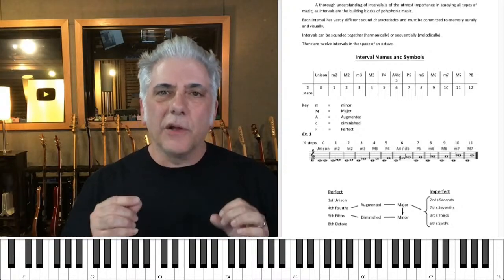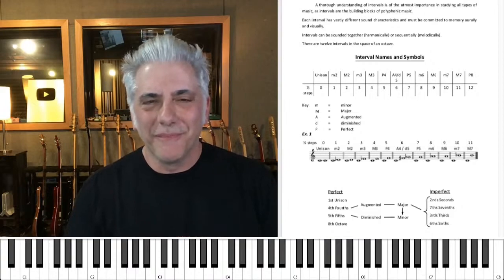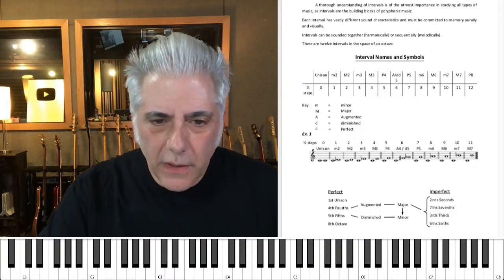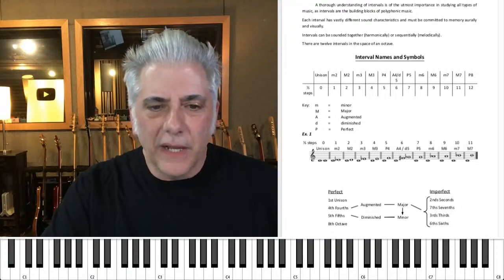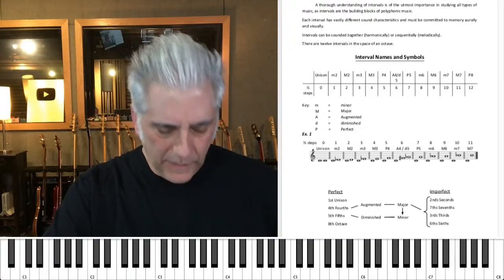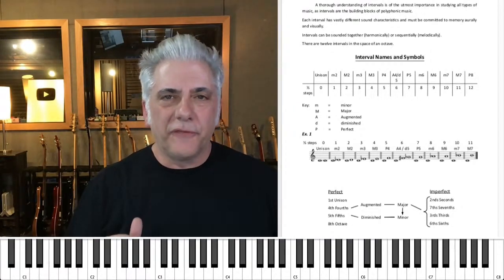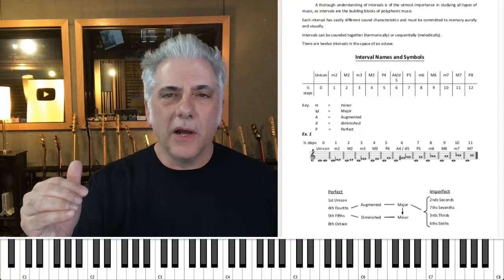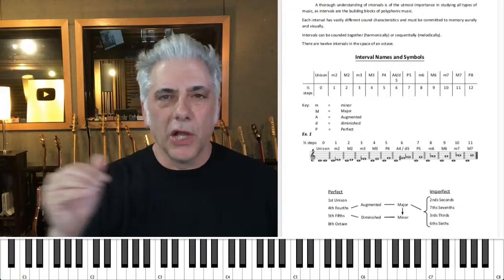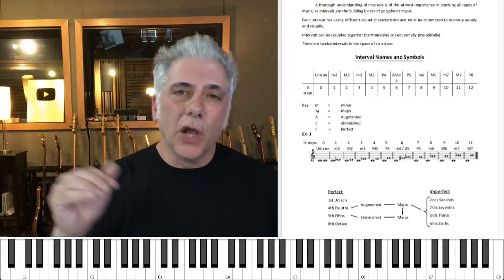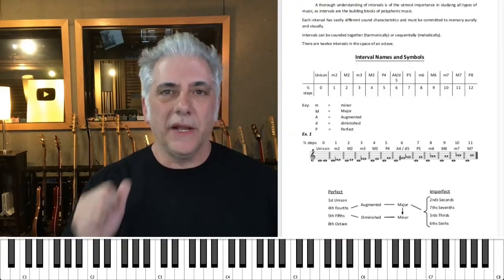Now, there's a second component of intervals, when you look at this chart here, talking about augmented and diminished intervals. Perfect intervals, if they are raised by a half step, become augmented, and if they're lowered by a half step, they're diminished.